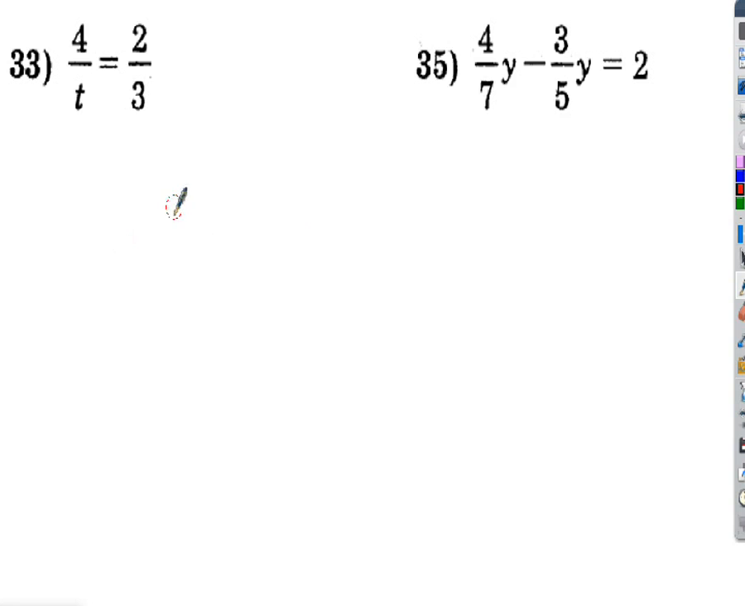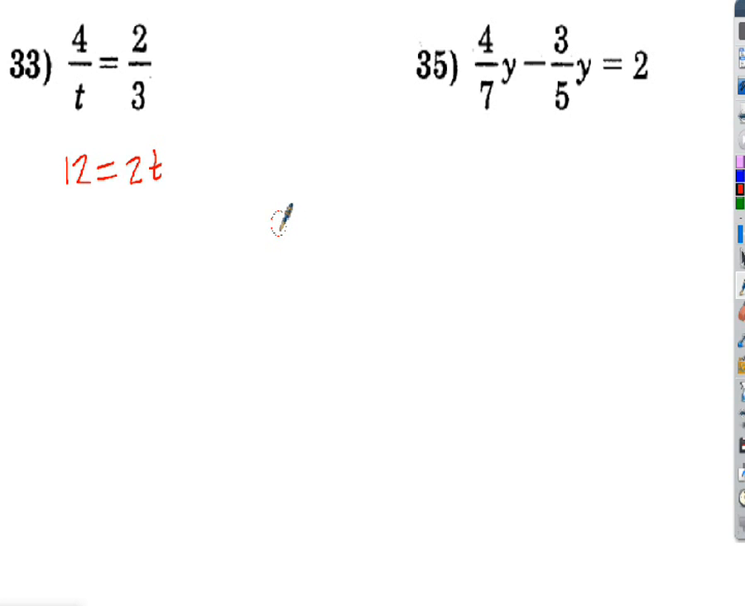So what I'm going to do here is multiply both sides by t to get the t on the top line, and multiply both sides by 3. So my first line here would be 12 on the left hand side is equal to 2 multiplied by t on the right hand side. So that's multiplying both sides by t. The t cancels on the left hand side and crops up on the right hand side.